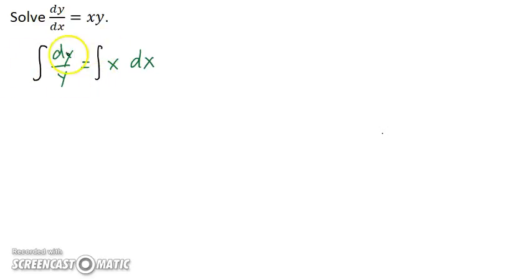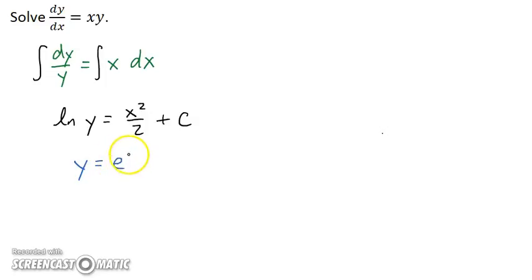Now the antiderivative of dy over y, that's like 1 over y dy. So my antiderivative is ln of y. And the antiderivative of x, how about x squared over 2 plus some arbitrary constant? Now, I need to solve this for y, so I'll take e to both sides. But if I take e to the left side, I'm just going to get y.